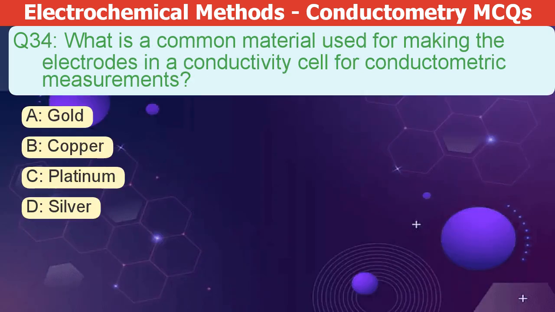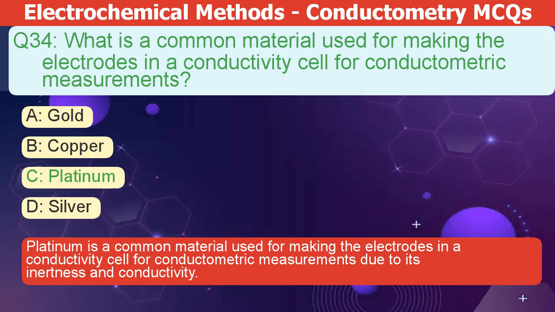What is a common material used for making the electrodes in a conductivity cell for conductometric measurements? A. Gold. B. Copper. C. Platinum. D. Silver. The correct answer is C. Platinum is a common material used for making the electrodes in a conductivity cell for conductometric measurements due to its inertness and conductivity.